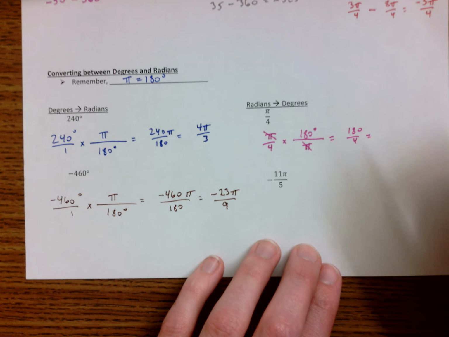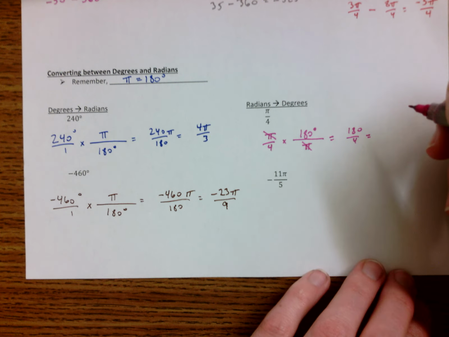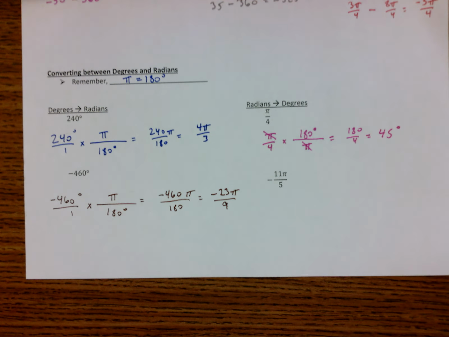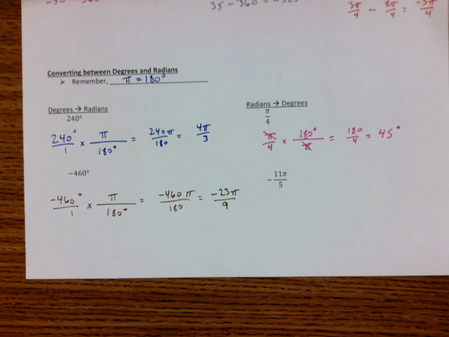So 4 goes into 180 some number of times. I can't think off the top of my head. 45. So that's going to work out to 45 degrees, right? Because 2 would go into that 90 times, and then 2 again would be 45. Okay. All right. So then last one here.